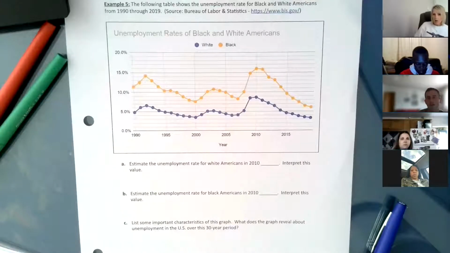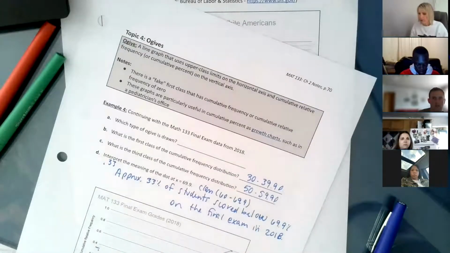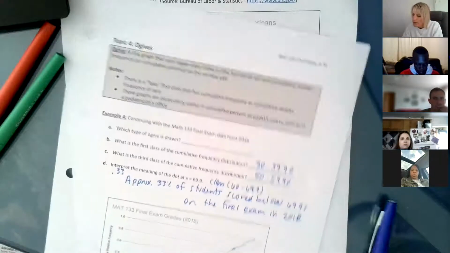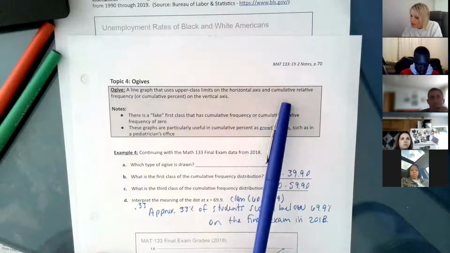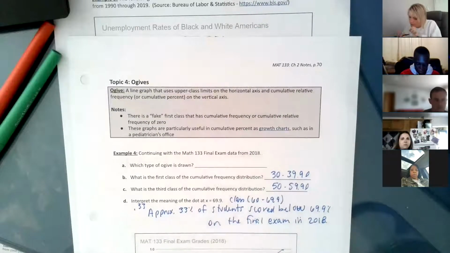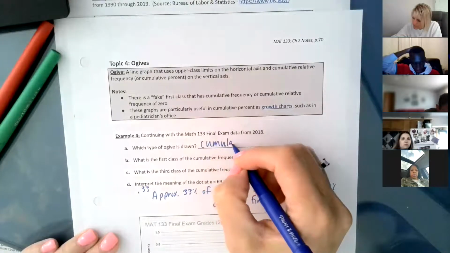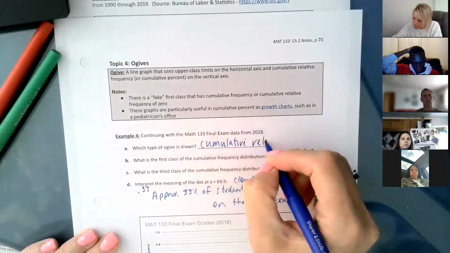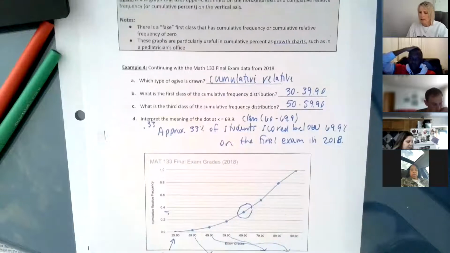The last graph. I had a question about this one. So when it says which type of ogive is drawn, would that refer back to the left, right, balanced, or is that the wrong terminology for this? Okay, I'm glad you did that. Which type of ogive? They're asking if it's a cumulative relative or a... Okay, yeah, thank you. Sorry about that. It's a cumulative relative. I skipped it. I'm so glad you brought that up. Any other questions on this one, on the ogive?